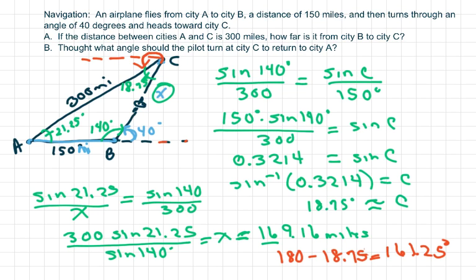So we did have to use supplementary angles twice here. And remember, when you're turning on the outside of the triangle, you're going to have to subtract.